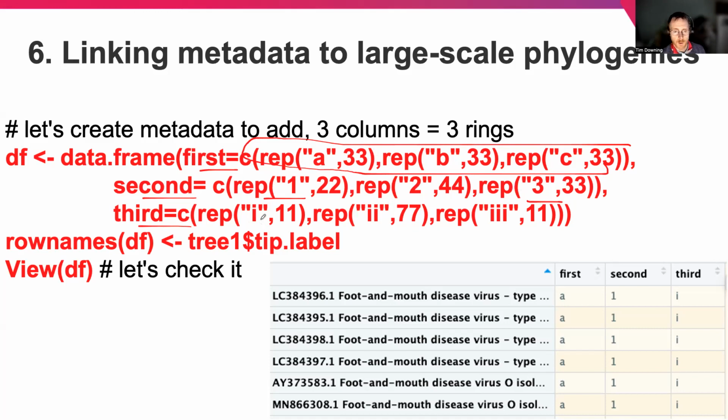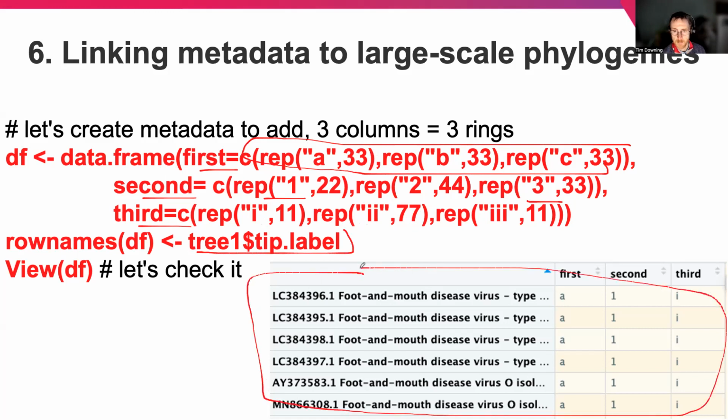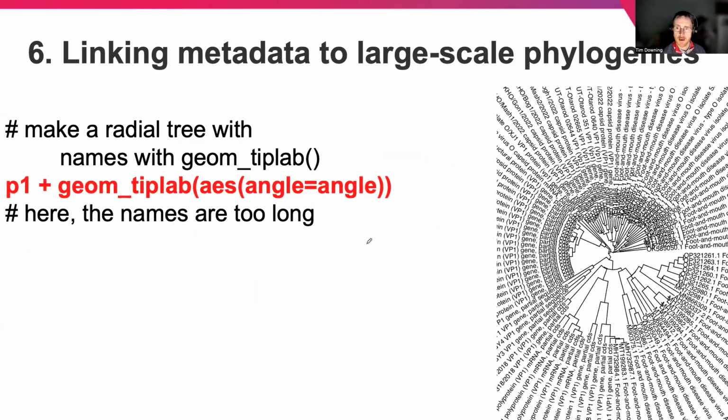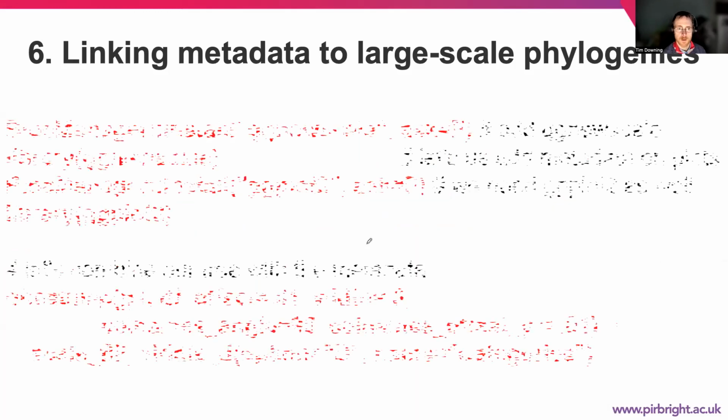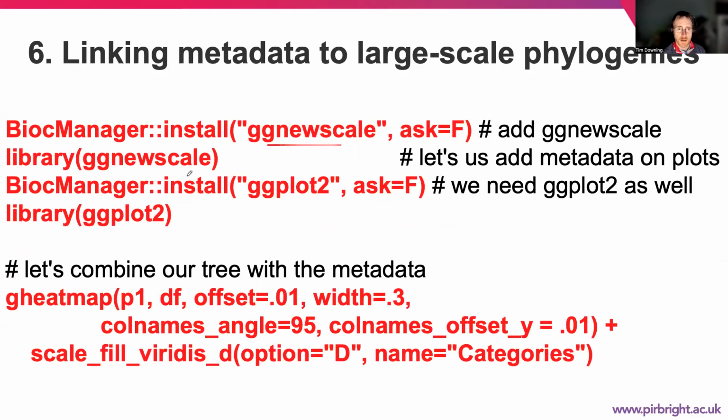And the third one, we're going to call it I, double I, and then triple I for 11, 77, and 11 again. So sums to 99 because we have 99 samples. And what we're adding into this data frame is the tip labels, our sample labels. And then we can view our data frame, which looks like this. So this is the metadata we're going to represent around our tree instead of having these labels, which don't really work. So if we do this using this function, we use geom new scale, we import that.